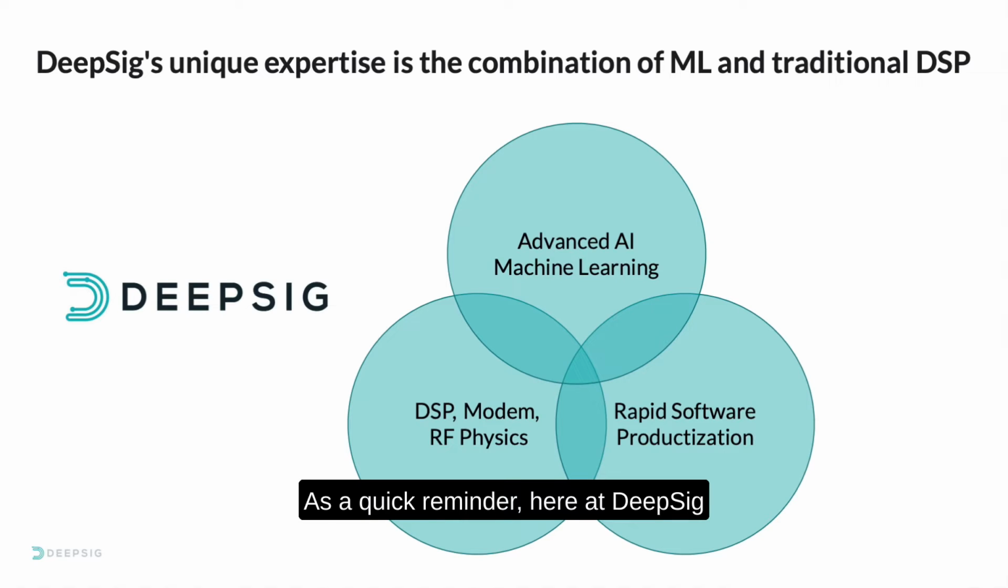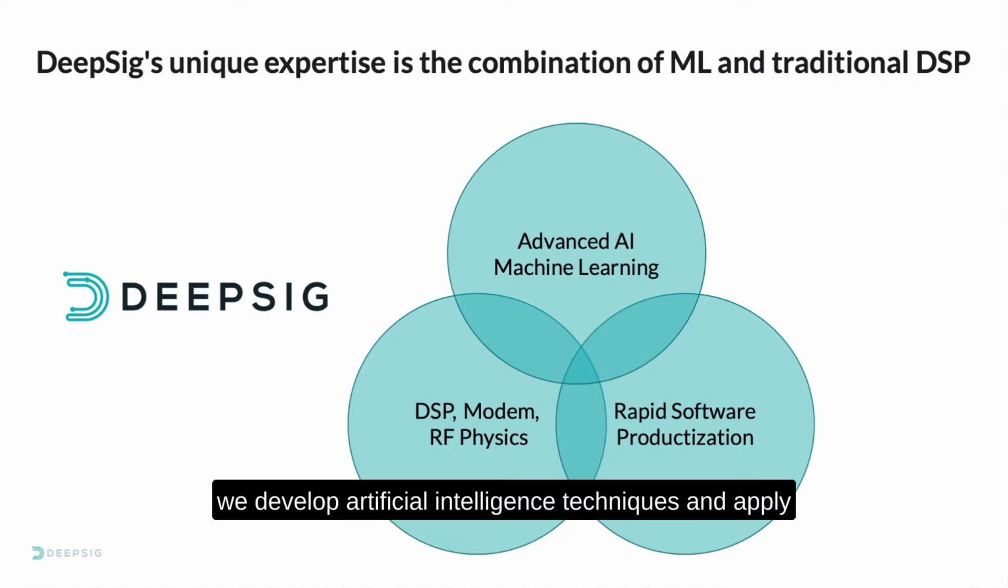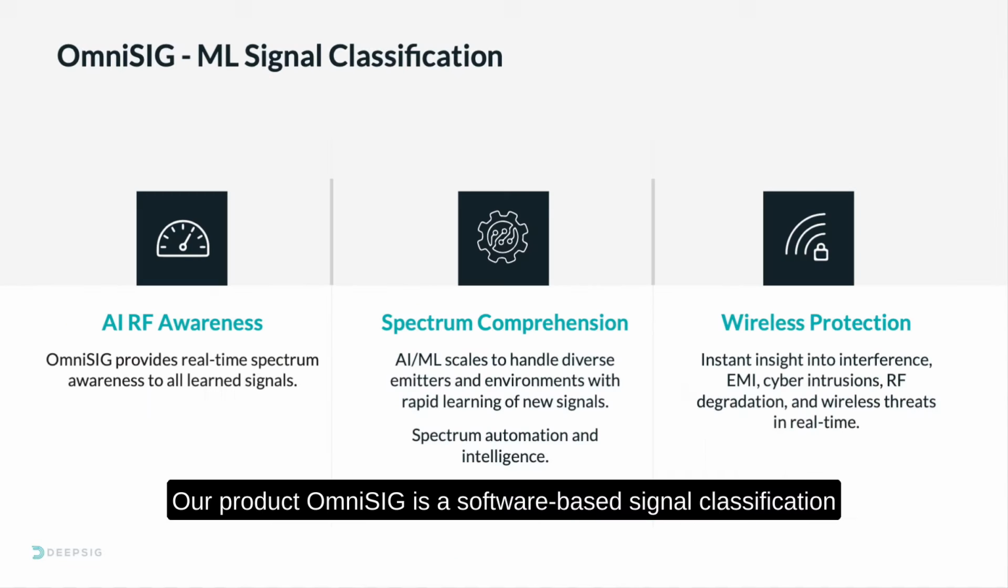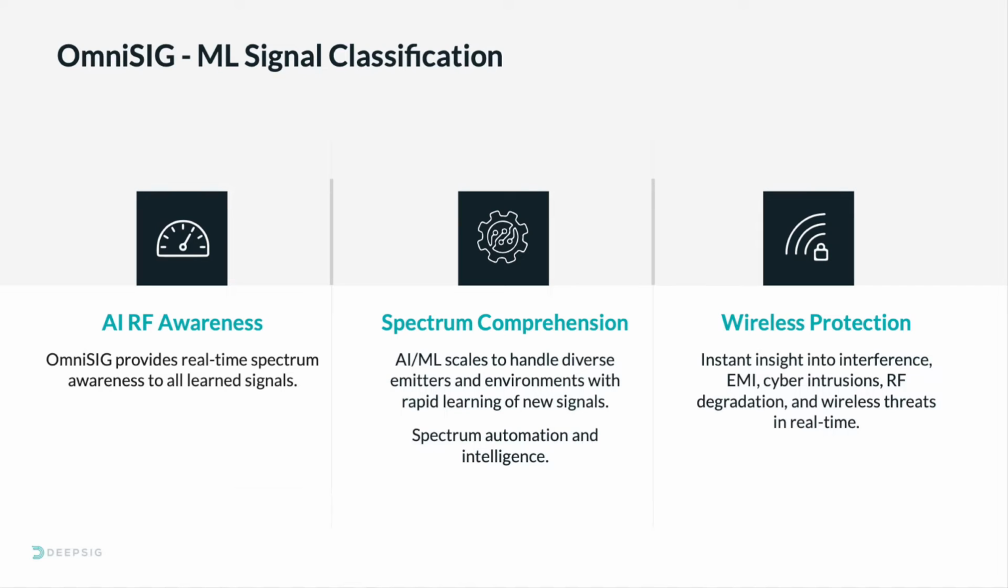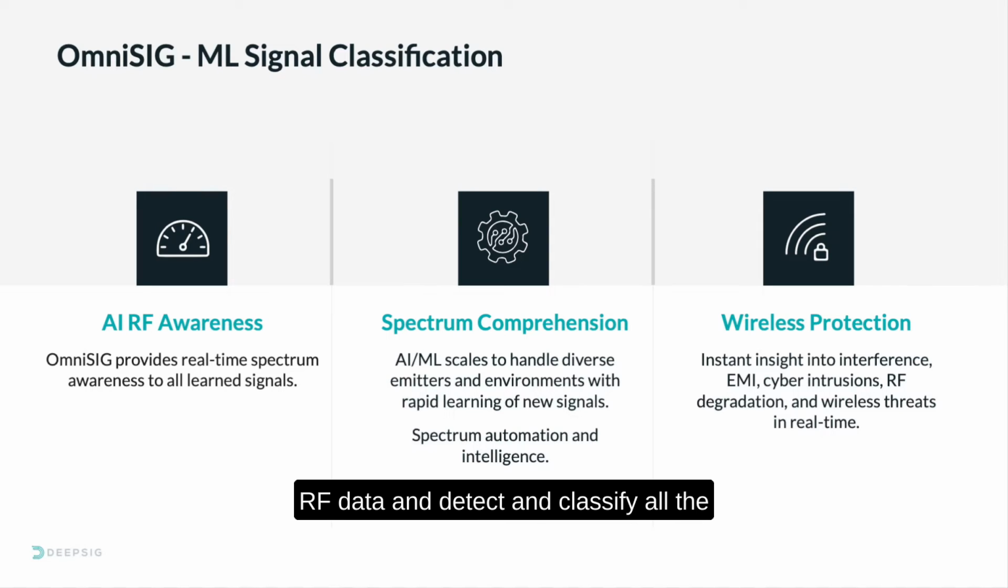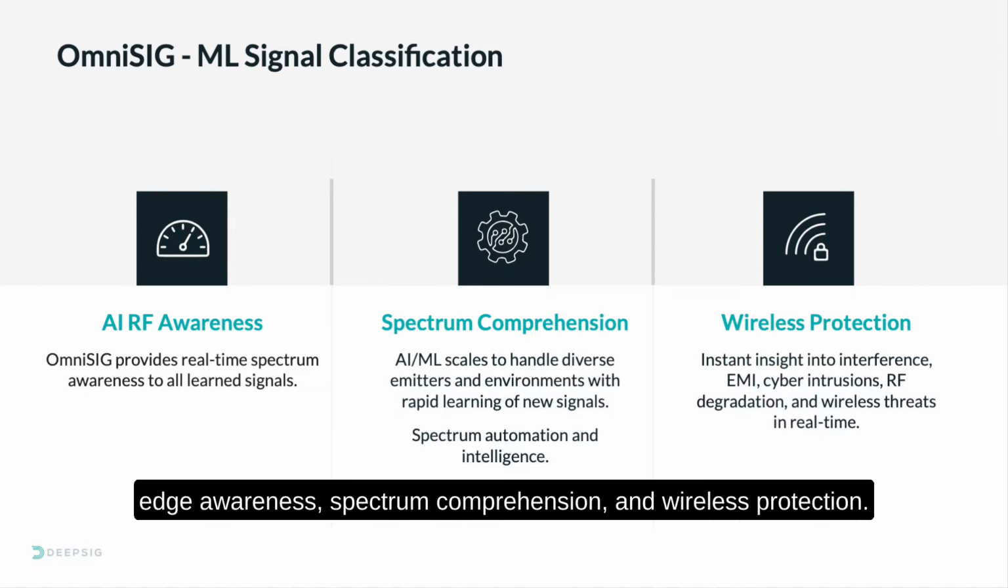As a quick reminder, here at DeepSig, we develop artificial intelligence techniques and apply these techniques to wireless applications. Our product, OmniSIG, is a software-based signal classification application that uses deep neural networks to ingest RF data and detect and classify all the signals in the RF environment provided to it. This allows for real-time AI edge awareness, spectrum comprehension, and wireless protection.